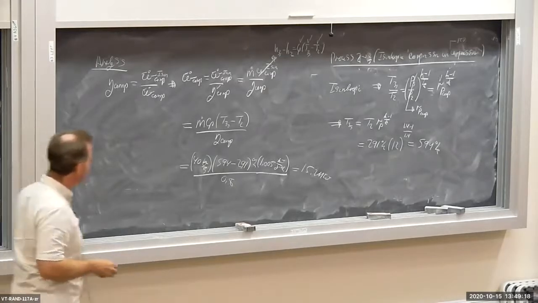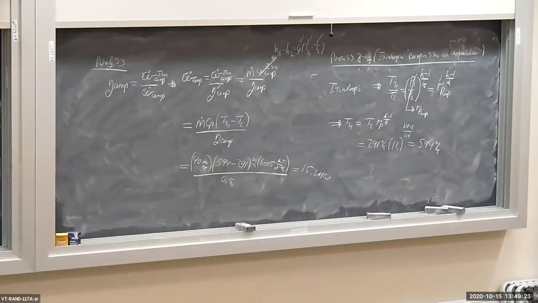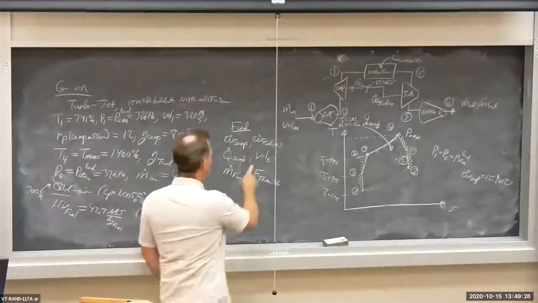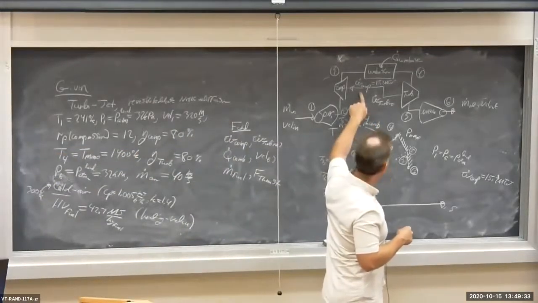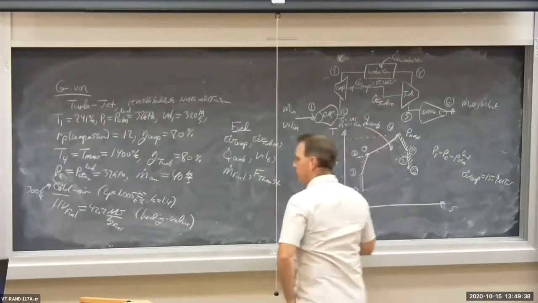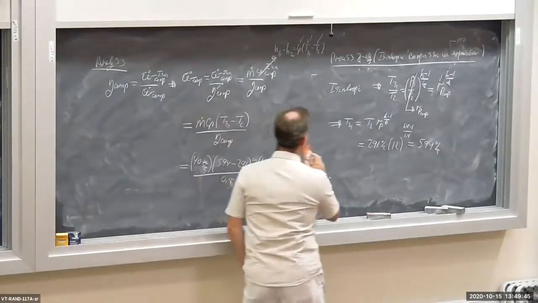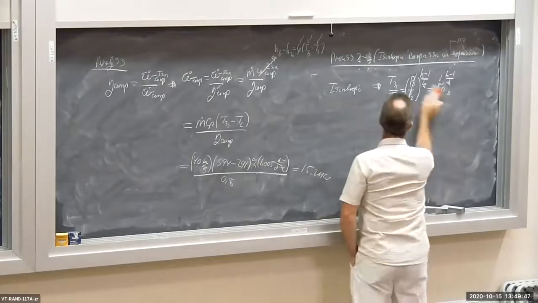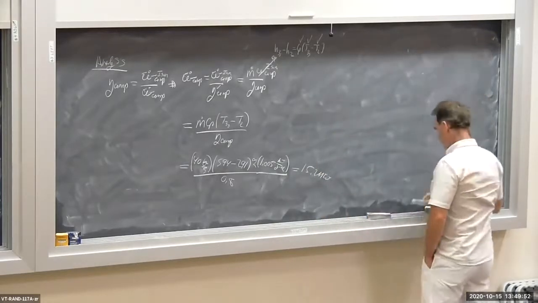Now, what's W dot for the turbine? So that's the next thing we're supposed to find. Well, notice that the turbine drives the compressor. So that means the output of the turbine must be equal to the output of the compressor. So that's an easy one. Note, W dot compressor equals W dot turbine.